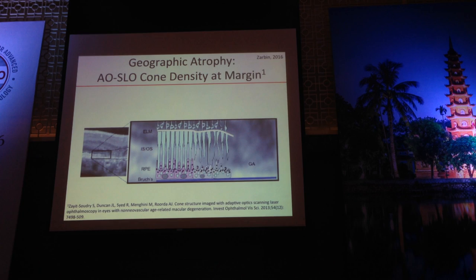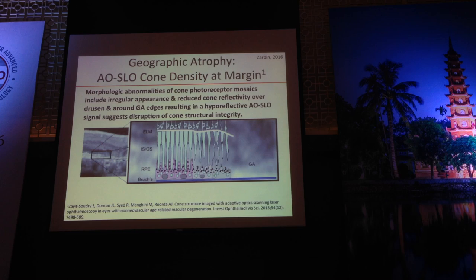Now, it's probably easier just to summarize what the AOSLO data have shown. And what they show is that you see abnormalities in the cone photoreceptor mosaic with the progression of atrophy, probably because you lose the outer segments, which alter the light signal coming from the AOSLO system.